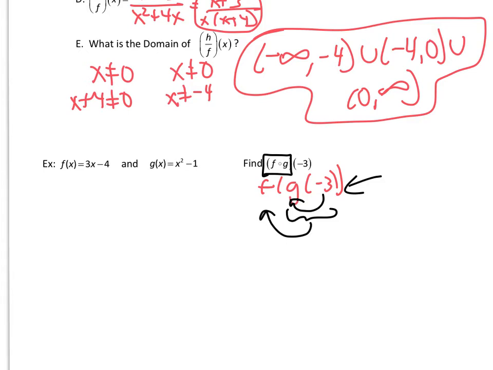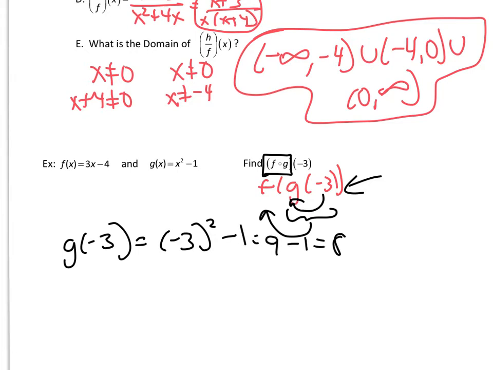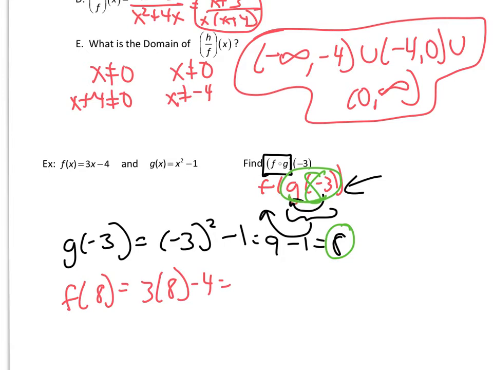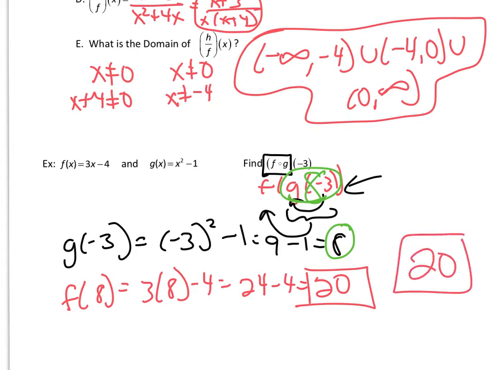So the first thing you're going to do is find g of negative 3. When I plug in negative 3, that gives me 9 minus 1, which gives me 8. So now this whole thing equals 8. So we're replacing that with 8. Now we're doing f of 8. So you're doing 3 times 8 minus 4. 24 minus 4 equals 20. So 20 is your final answer. You basically put negative 3 in here and then took this answer of 8 and plugged it in here.